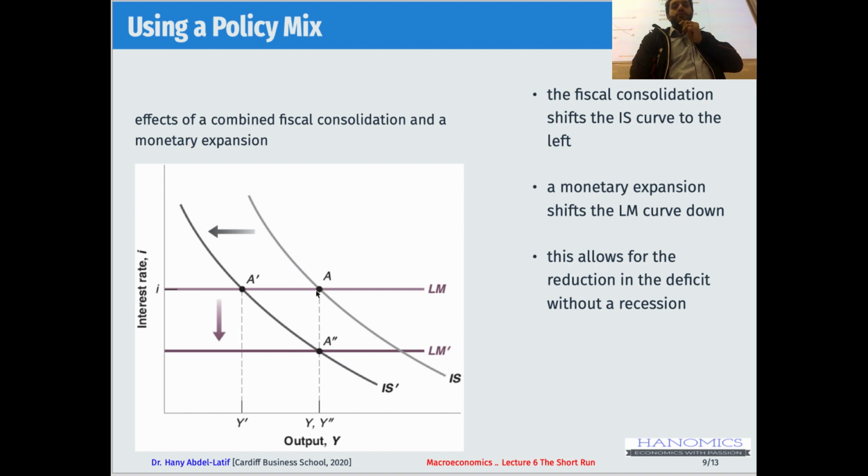Because remember, if we just followed a contractionary fiscal policy, we would have moved from A to A prime. That should be where the output level would be if we didn't complement that with an expansionary monetary policy. But because we had an expansionary monetary policy, the LM curve shifts downward, and this is the new equilibrium point where we have nearly exactly the same output level, but with a lower level of budget deficits. Okay, so again, this is just another example of how a policy mix can work.